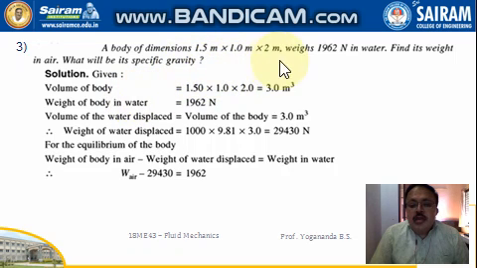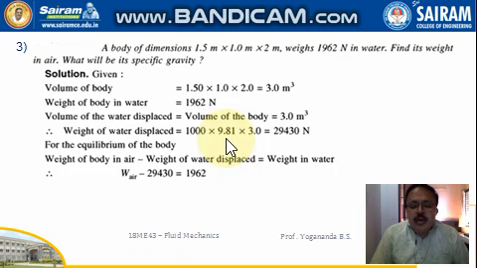Volume of the body is given here. That is, all the three dimensions are given, multiplied together to get the volume of the body. So here the weight of the body in water is also given. Then volume of the water displaced is equal to volume of the body. So then weight of the water displaced is equal to weight density into volume, because weight density is equal to weight by volume.